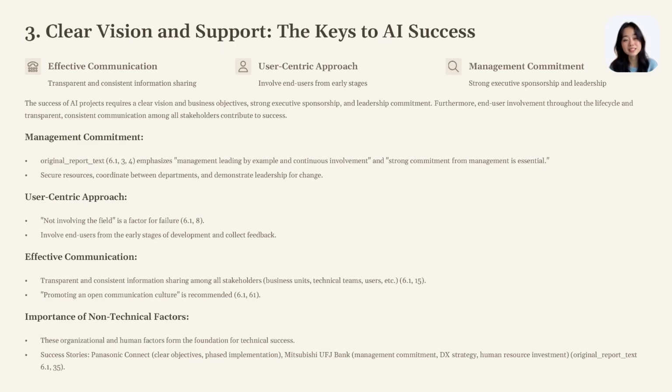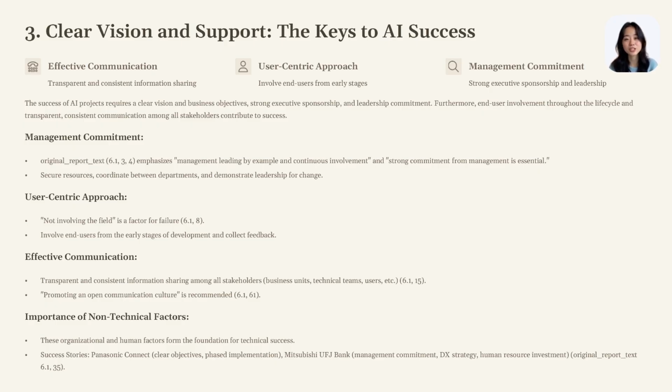The third key to the success of an AI project is clear vision and support. Technology alone is not enough. It is the power of the entire organization that truly moves AI. A clear vision and business goals, as well as strong sponsorship and leadership commitment from management, are essential for the success of an AI project.